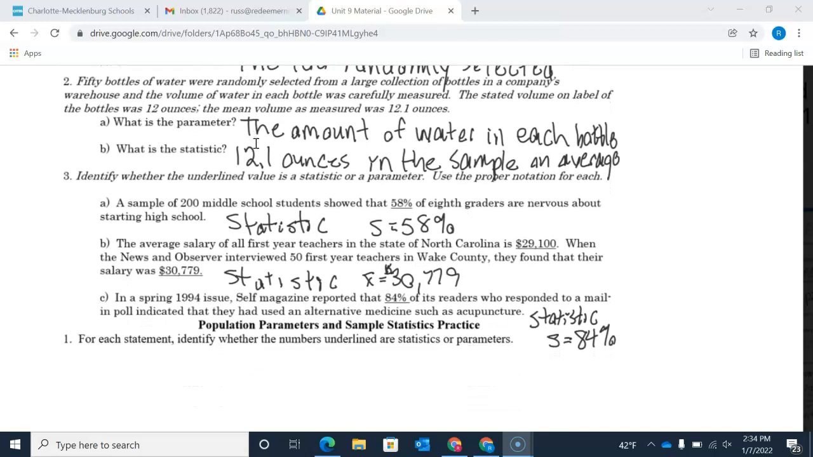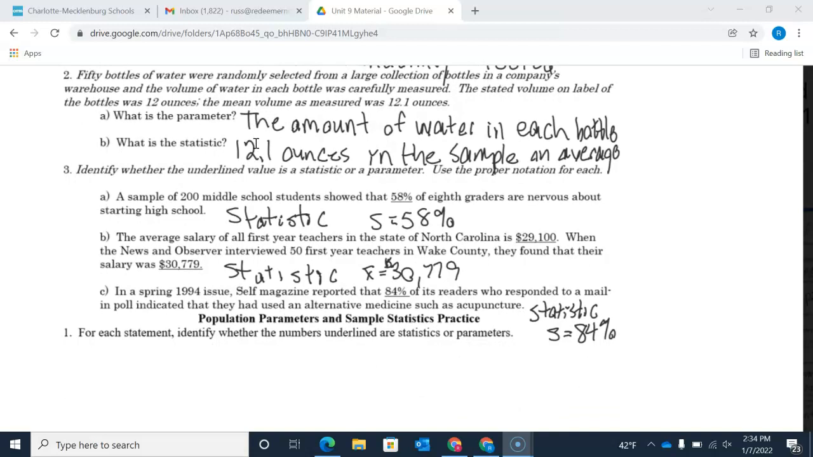Okay, and then the next part: identify whether the underlying value is a statistic or a parameter. Use the proper notation for each. So a sample of 200 middle school students shows that 58% of 8th graders are nervous about starting high school. That's a statistic because it's numerical. Parameters and statistics are both numerical, but this is a numerical example that's only from the sample. It's only from the sample, okay?